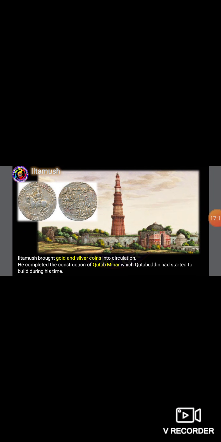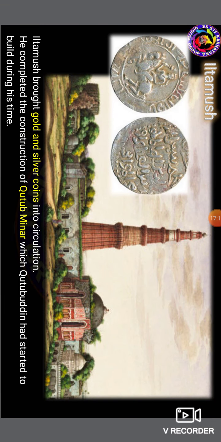Iltutmish brought gold and silver coins into circulation. He completed the construction of the Qutub Minar, which Qutbuddin had started to build. Look at that picture. He completed the construction of the Qutub Minar which Qutbuddin had started in that period.